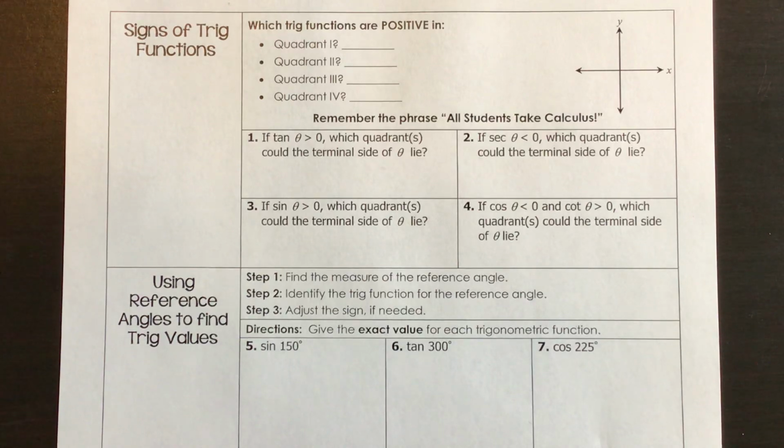This is Unit 12, Lesson 4, Part 2. So we're going to finish up our work with the unit circle, get into some more details here. So at the top of the second page, we are looking at signs of the trig functions.